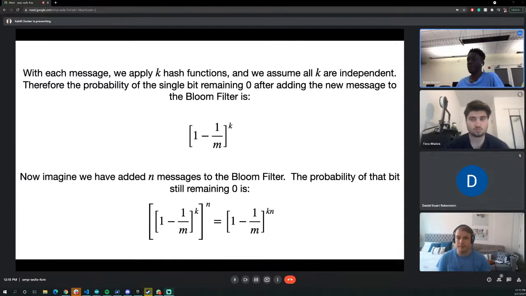But now, imagine we add n messages. Well, similarly, the pattern repeats. You just do the same thing, but now do it n times. So you raise that previous quantity to the n, and you get 1 minus 1 over m, to the kn. That's the probability that, after we've added n messages to the Bloom filter, any random arbitrary bit still remains unset. So it's been untouched by the algorithm so far.